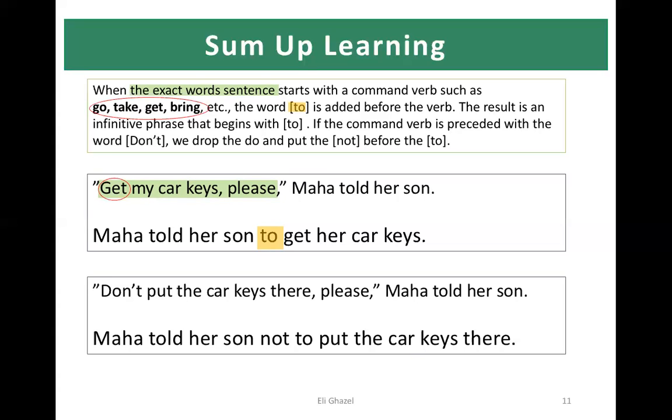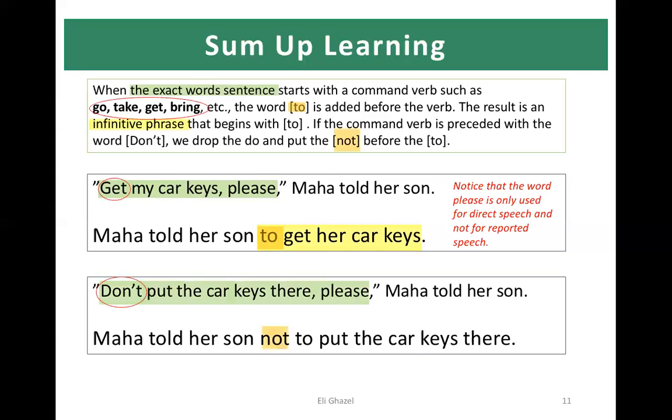However, if the command verb is preceded with the word "don't," we drop the "do" and put the "not" before the "to," but we don't have a "do." Now, I also like you to notice that the word "please" is only used in the direct speech. However, in the reported speech, we do not need to use it because we say please to the person we're talking to rather than the person we're talking about. Now, that was the summary.